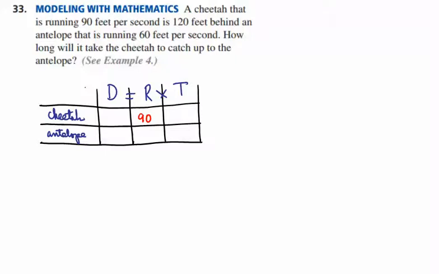So we have to remember what's happening here is that the cheetah is starting out behind the antelope, and the antelope is going to run for a certain distance. In order for the cheetah to catch up to the antelope, the cheetah is going to have to travel that same amount of distance plus another 120 feet. So I'm going to write that the cheetah has to travel x plus 120, whereas the antelope is just traveling x feet.